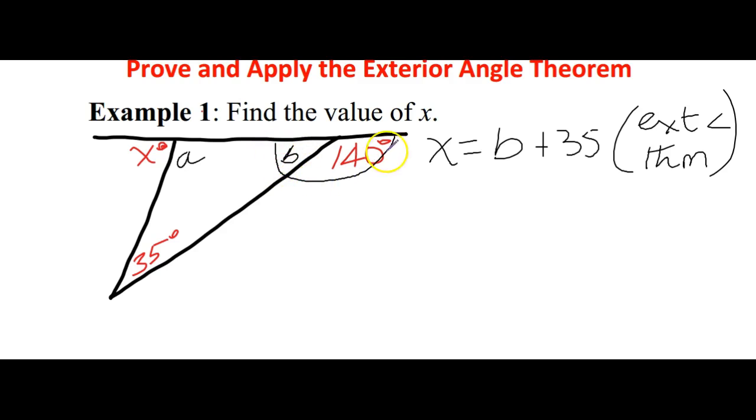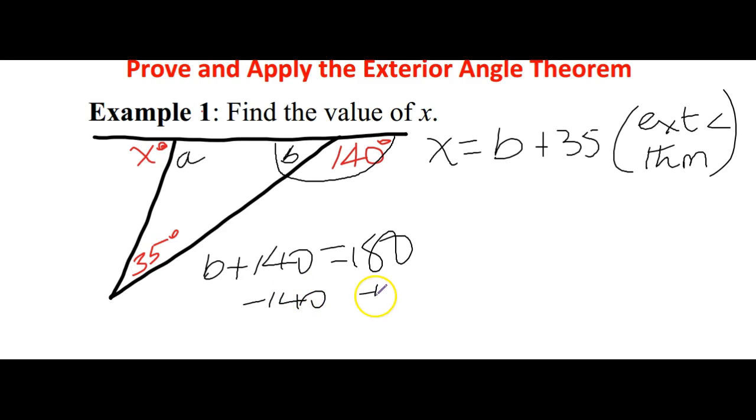See, these two angles here are supplementary. They are supplementary because they're on a straight line. So angle B plus 140 is equal to 180. Again, because they are supplementary, we subtract 140 from both sides. B is equal to 40.